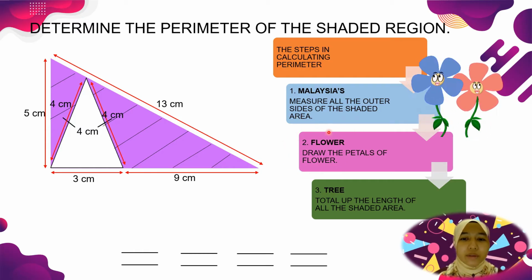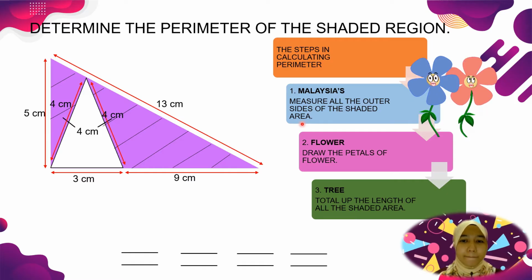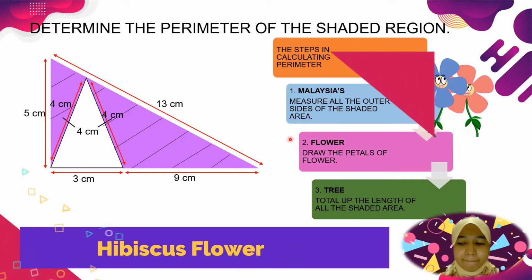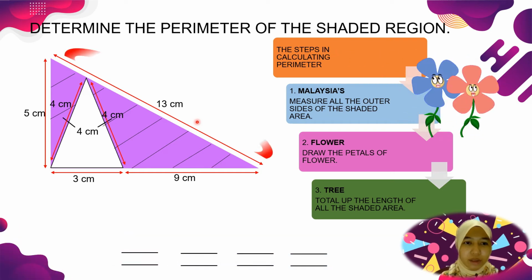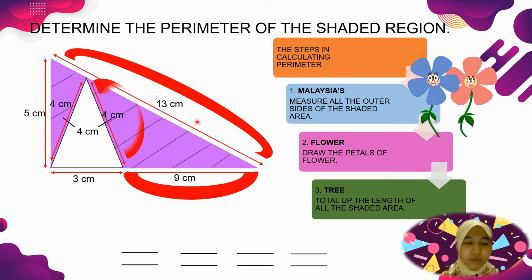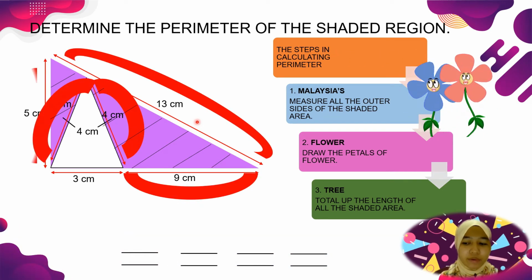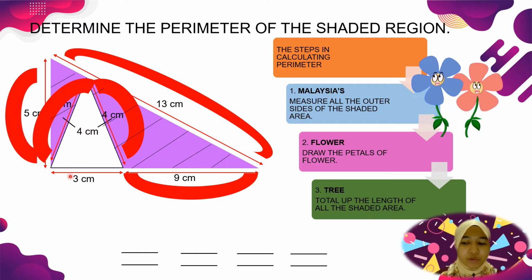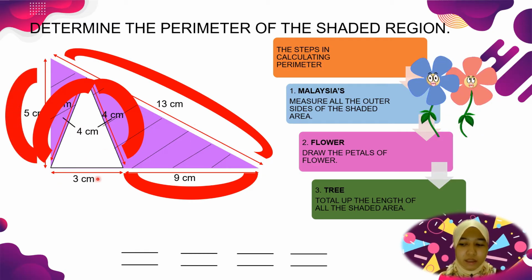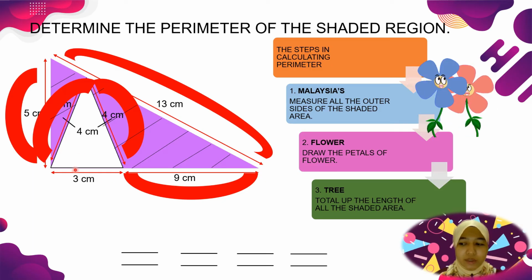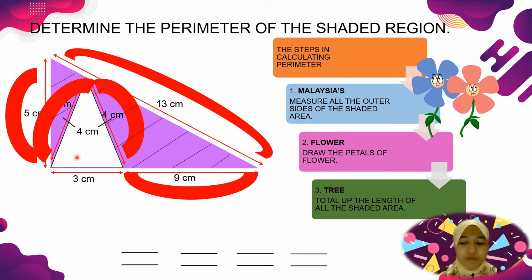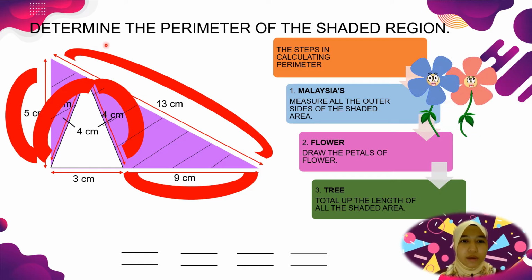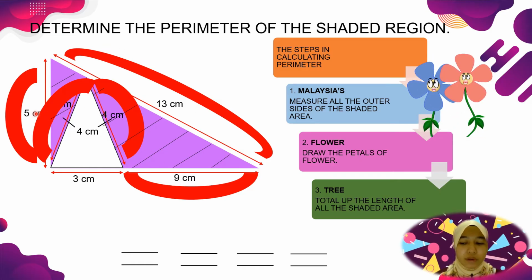flower step. We will draw the petals at the sides. 1, 2, 3, 4, and 5. You don't have to draw the petal here, okay, because that is not included in the shaded region. So we have 5 petals on the composite shape here. 1, 2, 3, 4, and 5.